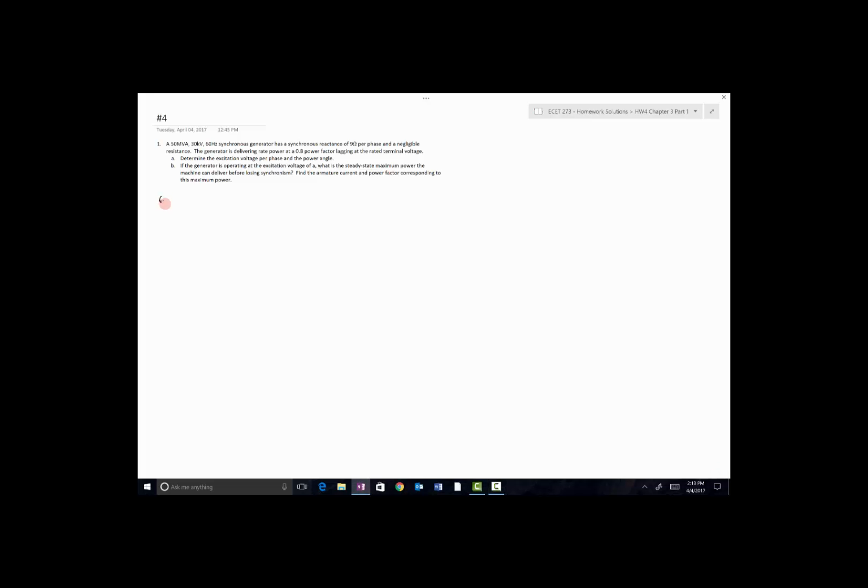The givens in this problem statement are the three-phase power magnitude, S 3 phase, equal to 50 MVA. The terminal voltage magnitude is equal to 30 kV over root 3. The electrical frequency is 60 Hertz. The synchronous reactance is 9 ohms. The armature resistance is 0 ohms. And the power factor equals 0.8.